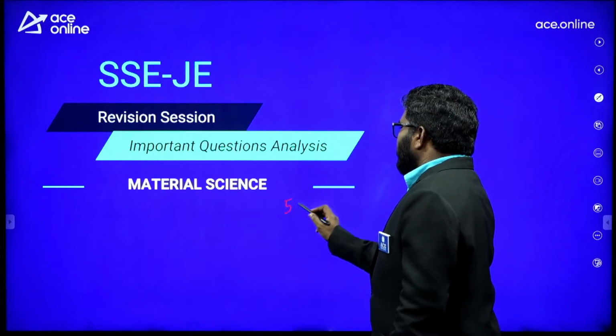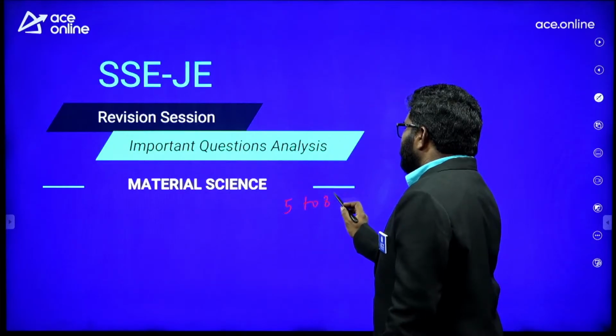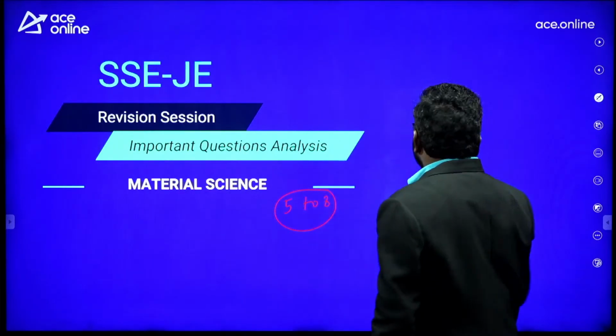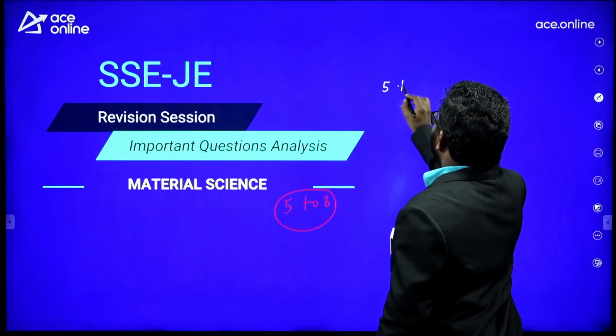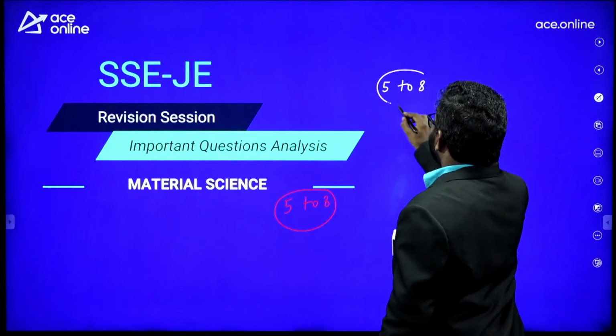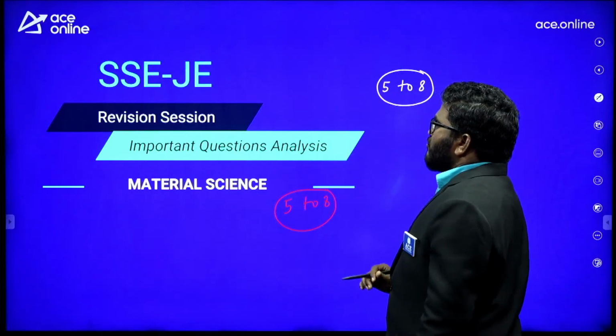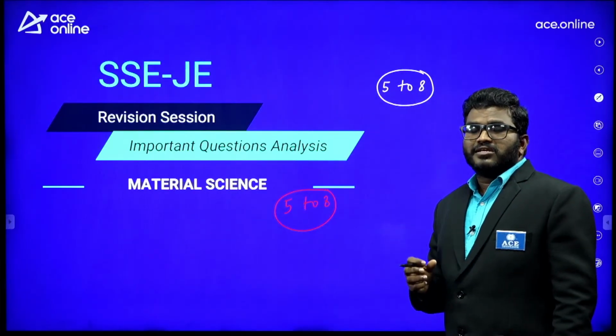For this SSC JE exam, especially from material science, they will ask you 5 to 8 questions. Remember, 5 to 8 questions they will ask you, and we will see from which topics these types of questions they will ask you.